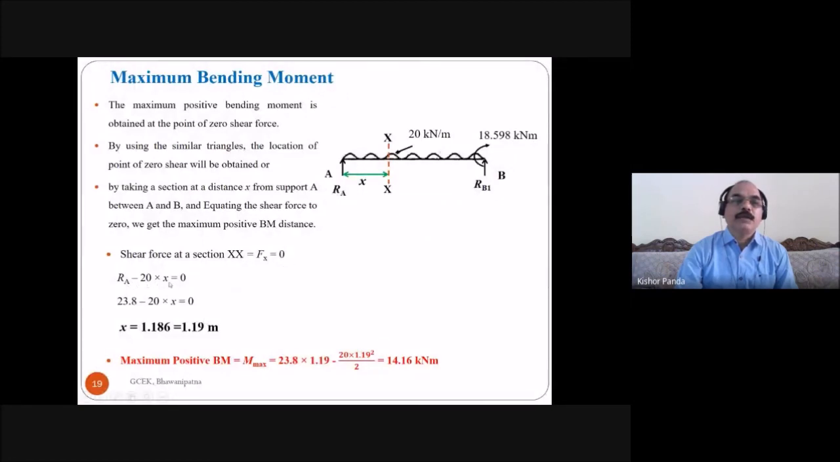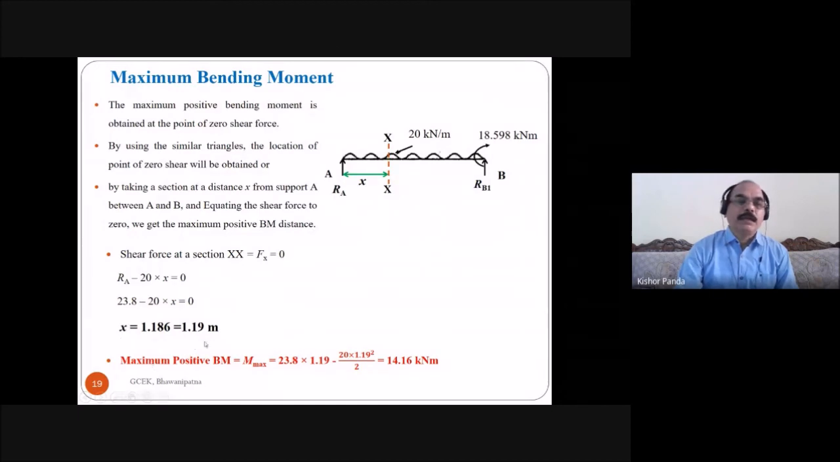Ra minus 20 into x is equal to 0. Then 23.8 minus 20 into x is equal to 0, so x is equal to 1.186 meter, that is 1.19 meter. This is also the zero shear force position. So by using the similar triangle, the location of the point of zero shear force will be obtained, or by taking a section at a distance x from the support A between A and B and equating the shear force to 0, we get the maximum positive bending moment distance.